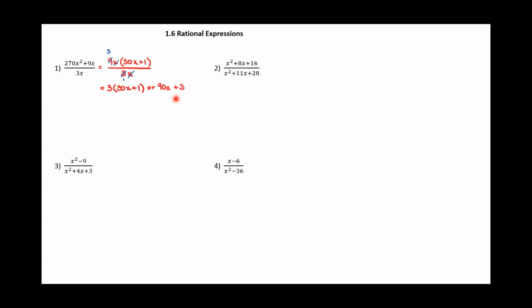All right, look at the next one. So to begin with, we need to factor our numerator and our denominator. And again, if factoring is a struggle, be sure that you go back and look at our last video. So once I have my numerator and denominator factored, you'll notice that they both have an x plus 4 in common. So I'm going to eliminate the x plus 4 in the top and the bottom, and that would leave me with x plus 4 over x plus 7.